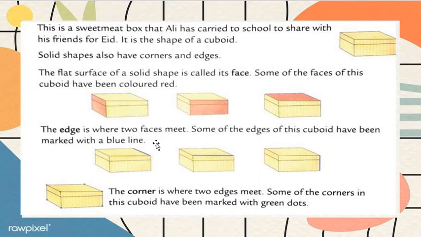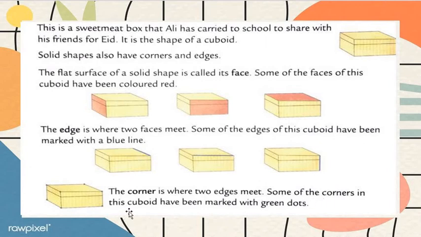The edge is where two faces meet. Some of the edges of the cuboid have been marked with the blue line. See here, my dear students, see this blue line. Here is a blue line, here is a blue line. So what do we call a blue line? Edge.